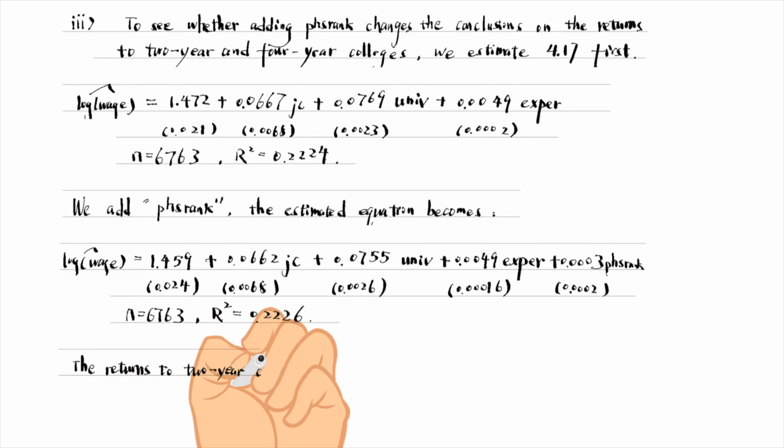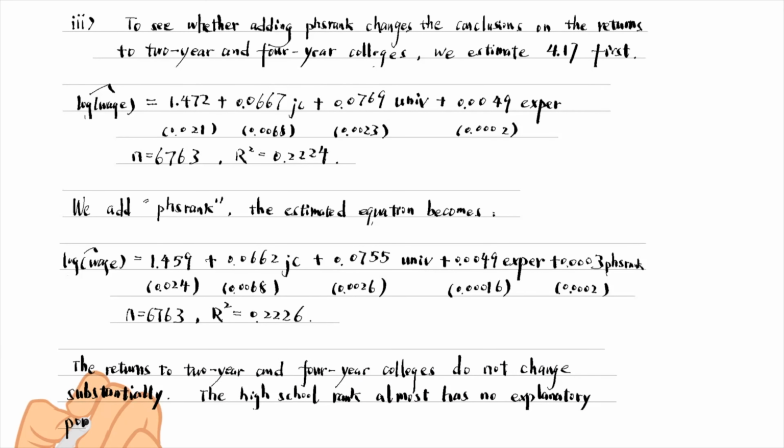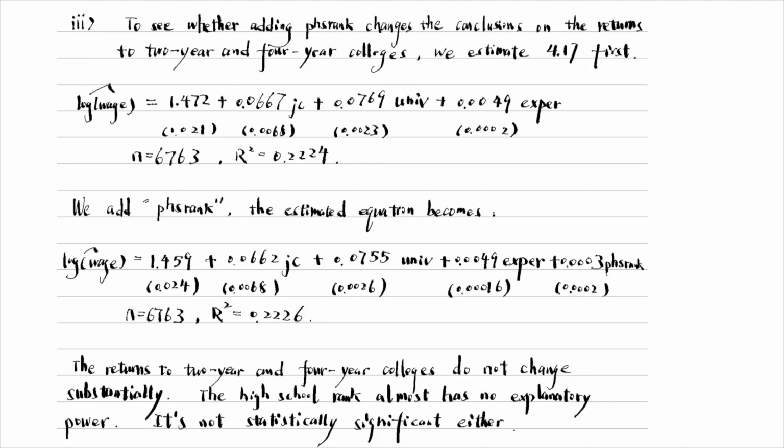The returns to 2-year and 4-year colleges are beta 1 hat and beta 2 hat. They do not change substantially. The reason is that after controlling for the years in college and work experience, the high school rank almost has no explanatory power. The R-squared is 0.2224 without a high school rank, and it is 0.2226 with it. So the explanatory power of the high school rank is negligible. It is not statistically significant either.